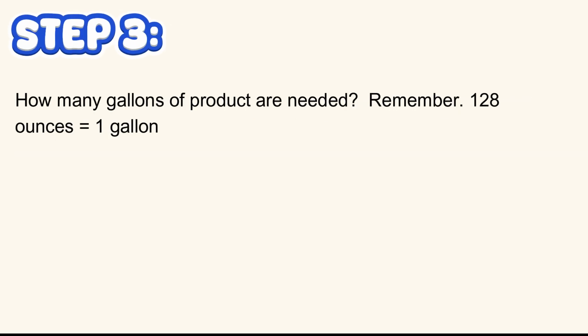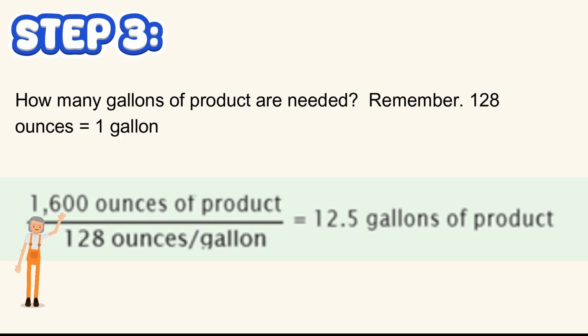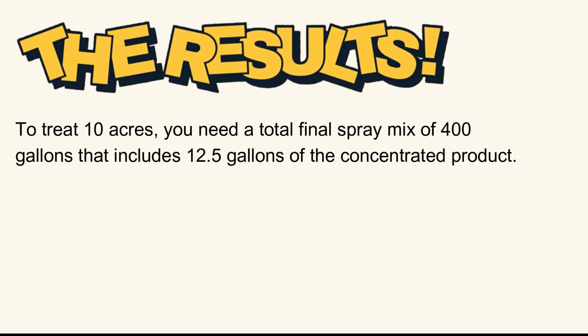In step 3, we're going to figure out how many gallons of product are needed. Remember, 128 ounces equals 1 gallon. We're now going to take the 1,600 ounces of product we figured out in step 2, and we're going to divide it by 128 ounces. So we finally have figured out, to treat 10 acres, you will need a total final spray mix of 400 gallons that includes 12.5 gallons of the concentrated product. This gives you the final answer to our question.